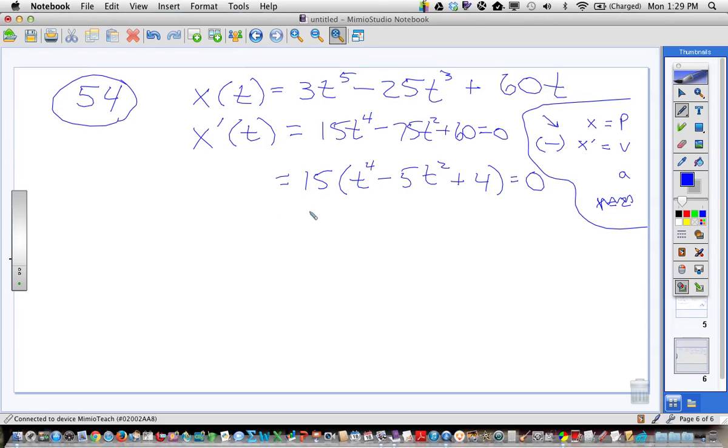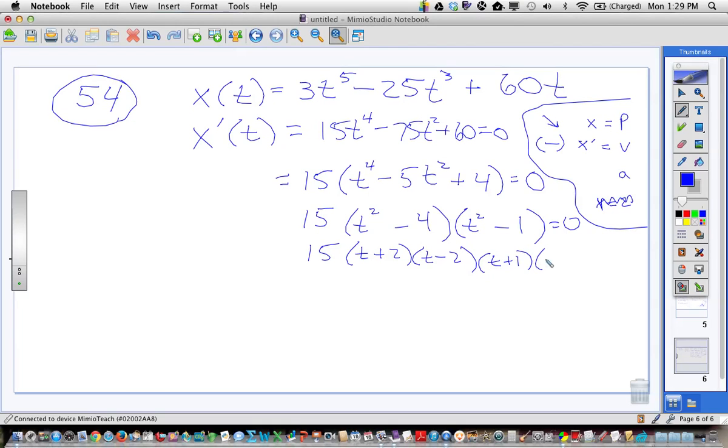Equals 0. Well, 15, this factors, doesn't it? T squared and t squared, minus 4, minus 1. Oh, we got to keep factoring. T plus 2, t minus 2. T plus 1, t minus 1. A little more complex than I would give you on the quiz, probably, but you get the idea. Definitely. And you go through there.